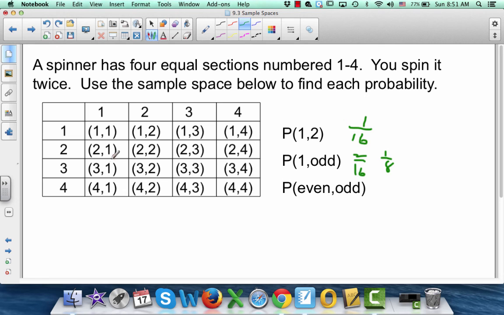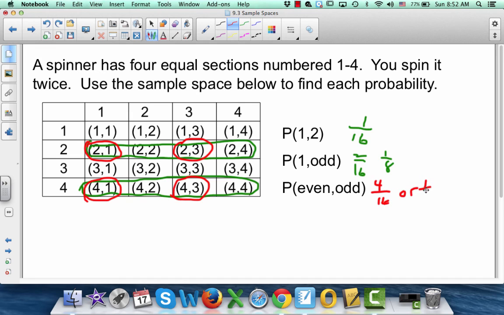And the probability of even then odd. Well, here's the evens. Right here. And then how many of those go even odd? Well, this one does, and this one does, and this one, and this one. So we have 4 out of 16, or 1/4.